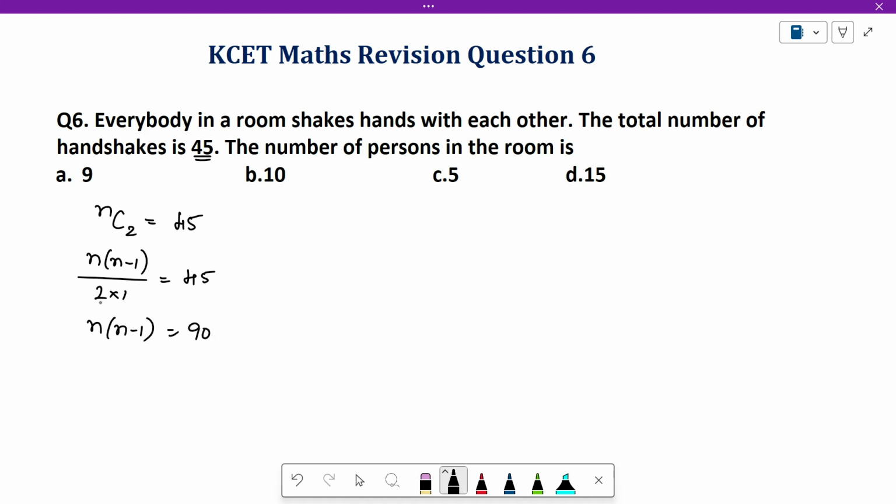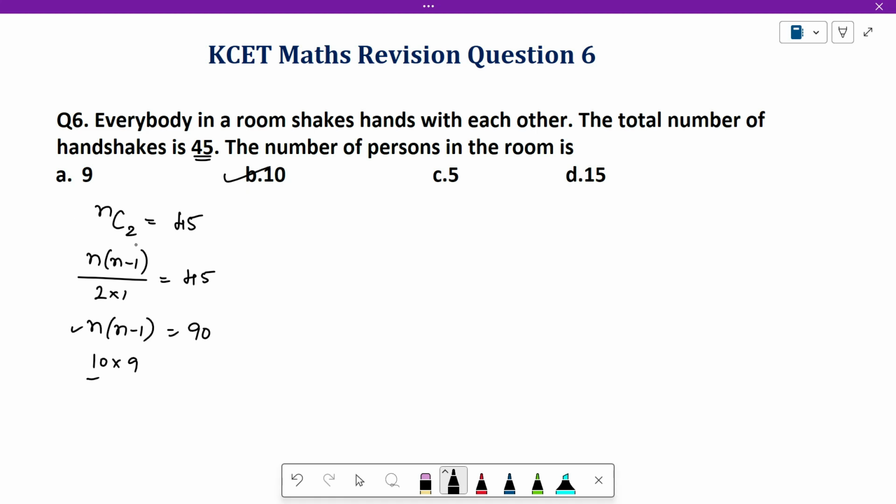n into n minus 1. What are n and n minus 1? They are two consecutive numbers, right? Whatever is n, n minus 1 is 1 less. So the product of two consecutive numbers will give you 90. So it has to be 10 into 9. The consecutive numbers with a difference of 1, the higher number is n and 1 less has to be n minus 1, and it should give you 90. So it is 10 into 9. So what is n? n is 10. This is one way of answering this.